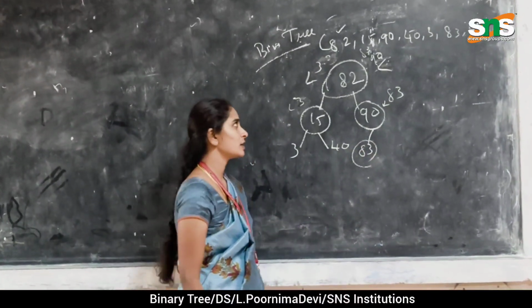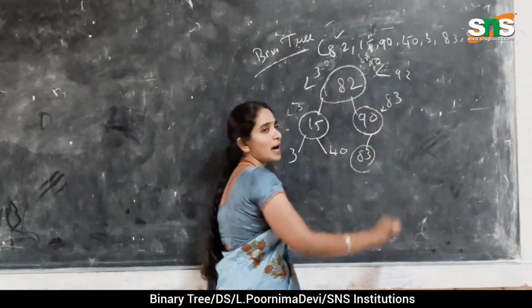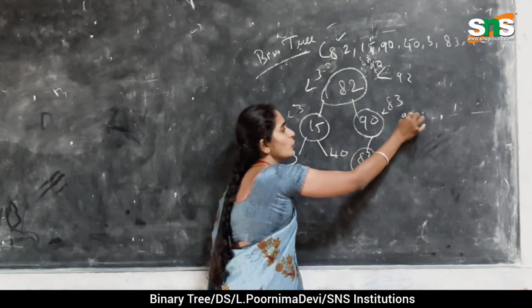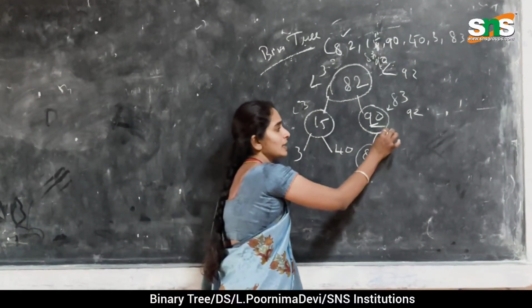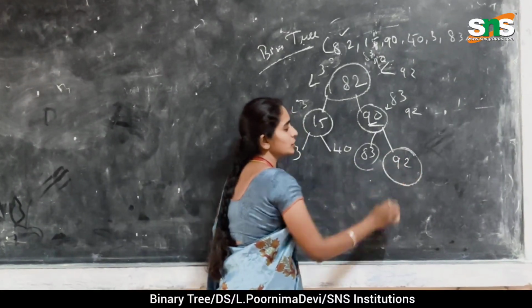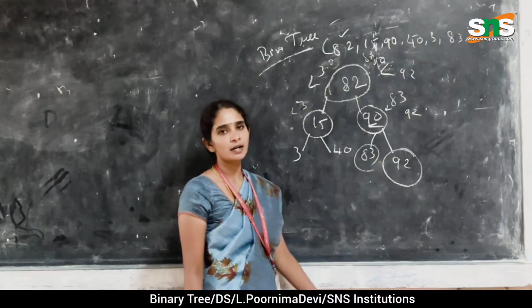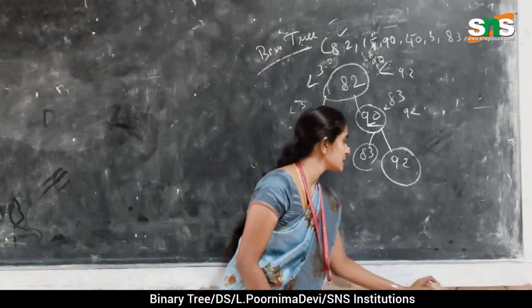The next one is 92. 92 is greater than the root node, so we move on to the other parent, 90. It is also greater than 90, so we place 92 on the right side of the parent node 90. So this is the tree structure.